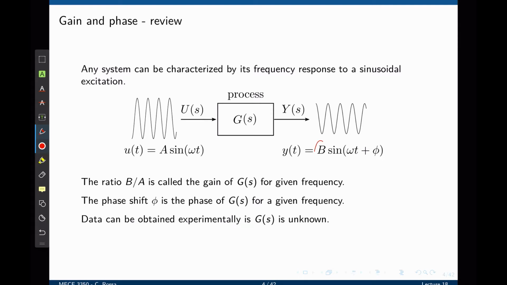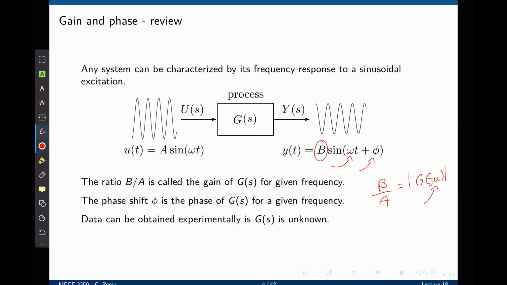The magnitude of the output will be B. Notice that the frequency of the output is the same as the frequency of the input. The difference is that the magnitude has changed, and also now there is a phase shift between the input and the output. That phase shift is called the phase of the transfer function G(s). If we now take the magnitude of the output and divide that by the magnitude of the input, this is the magnitude of the function G(s) at a given frequency omega. Both the phase and the magnitude are frequency dependent.